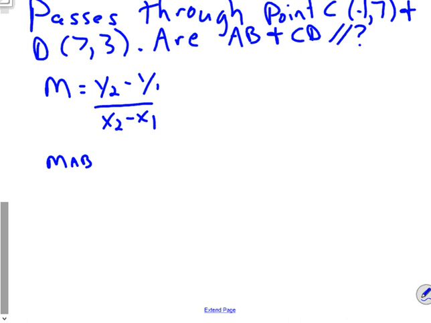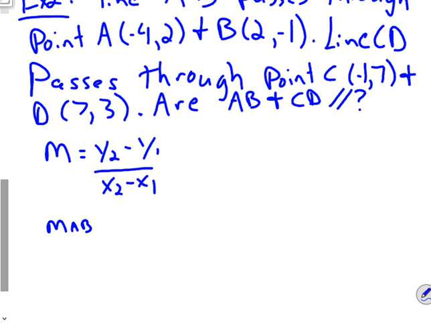MAB. So I had 2 points. -4 and 2 and 2 and -1. It doesn't matter which one you pick to be x1 y1 and x2 y2 as long as you're consistent. This one's first, so that's going to be number 1. This one's second, so that's my number 2. I don't care. You'll get the same answer regardless.